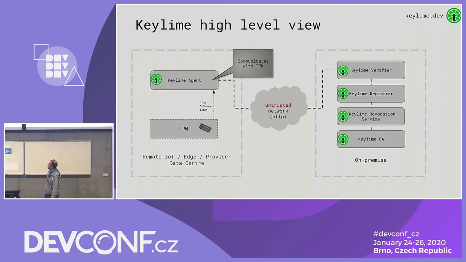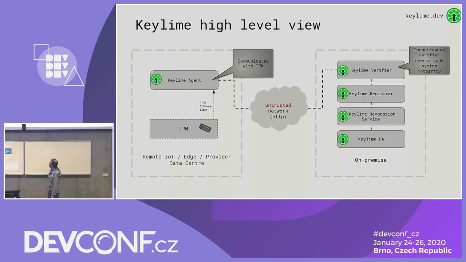And the Keylime agent communicates with the TPM. So it requests these quotes. And quotes are essentially a request to get a measurement list of the current cryptographic state of the system, which is then sent to the verifier, which is now on premise. So this would be something that you have within your own trusted boundary.